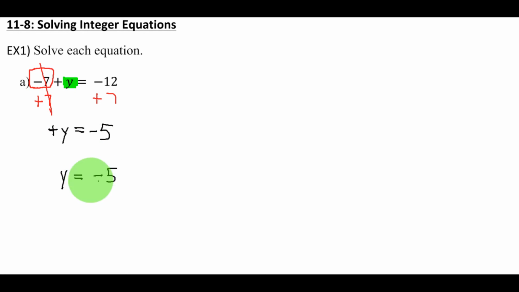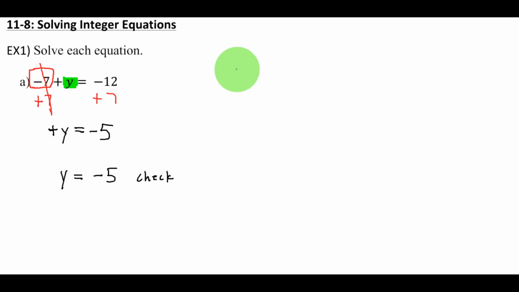Okay, now let's just pause for a second. A lot of us might want to box up our answer and stop here. There's a final step, and that final step is to check your work. So I'm just going to write check your work here. We've got to check it. I'm going to change colors. The way I'm going to check it is substitute -5 in for the variable y in the original equation. Well, the original equation is -7 plus y equals -12.